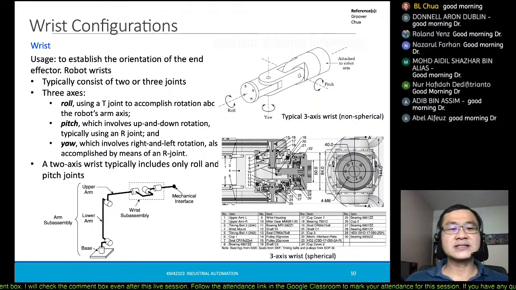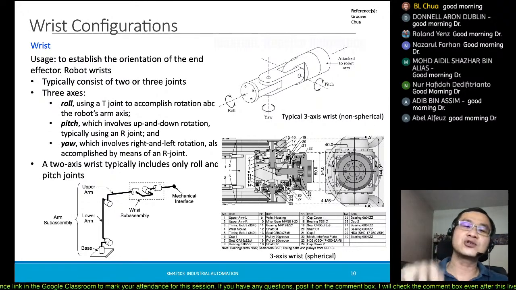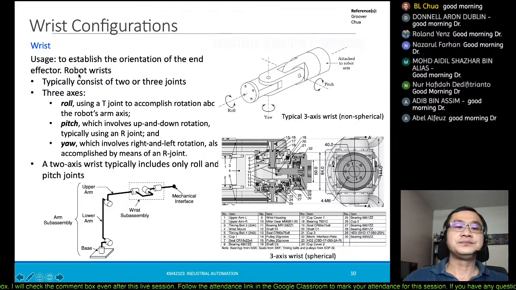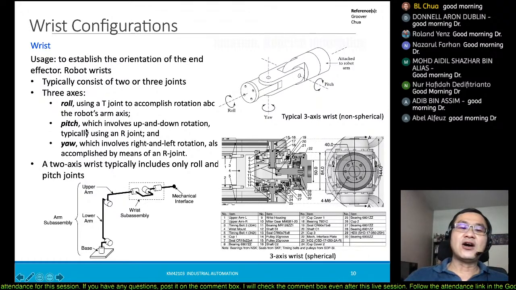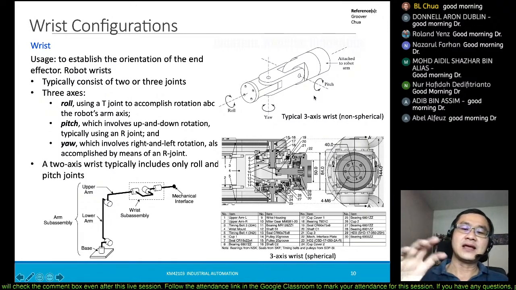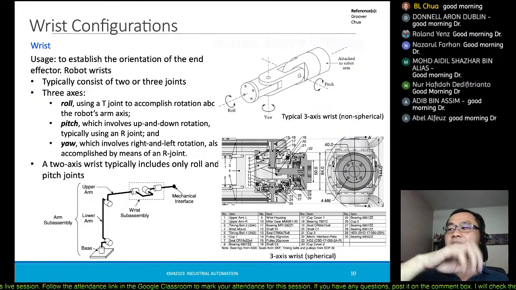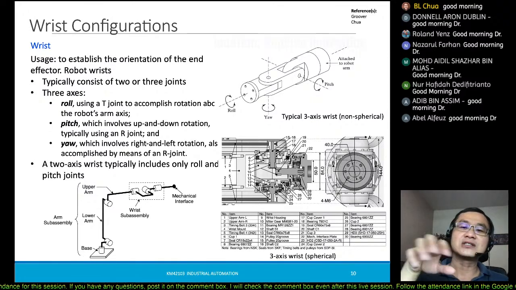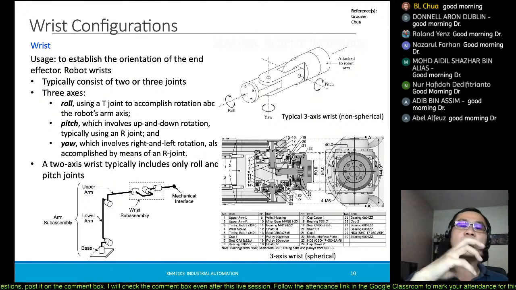So here for the wrist itself, this sub-assembly usually consists of 3 degrees of freedom to provide the 3 required rotational movements. It establishes the orientation of the end effector. Typically you need 2 or 3, but 3 is the best. That involves 3 kinds of movement, or axes. One is pitch, moving up and down, then roll. Usually we intend to use pitch and roll, these 2 movements. Yaw, even our wrist seldom uses this movement, but sometimes we may need it to complete certain tasks.